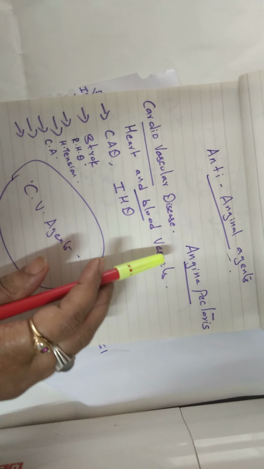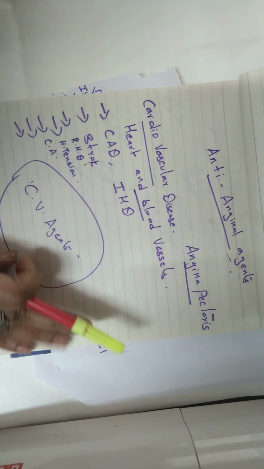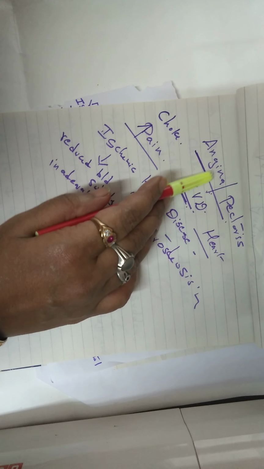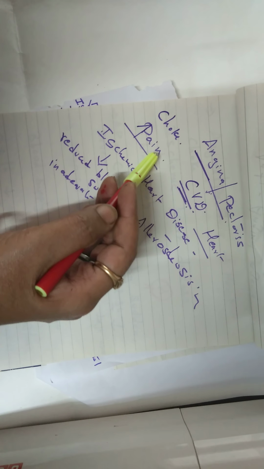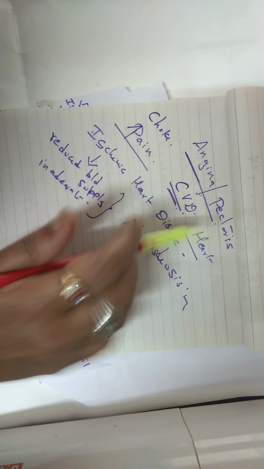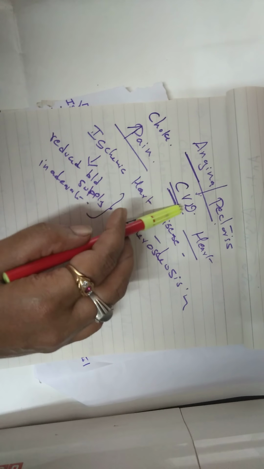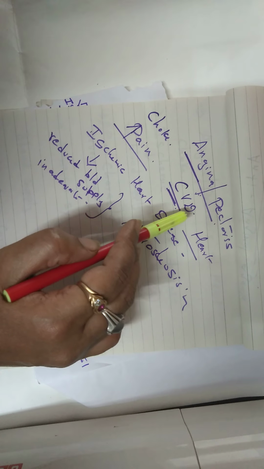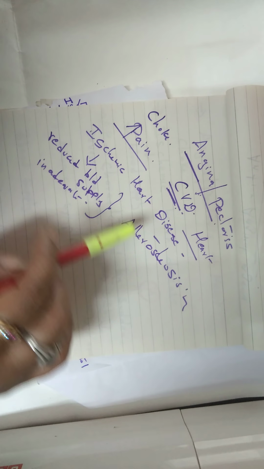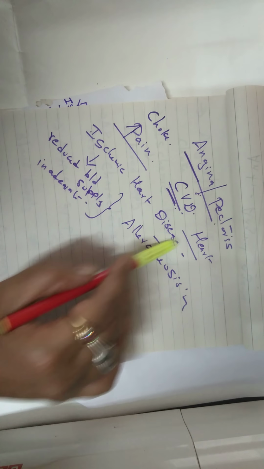Okay, before going to anti-anginal drugs, we should know what angina pectoris is. The word angina pectoris is derived from Greek. Angina means choking or a feeling of pain or discomfort, and pectus means heart. So severe pain or choking type of pain in the heart is called angina pectoris. It is a symptom or a disorder of the cardiovascular disease called ischemic heart disease.